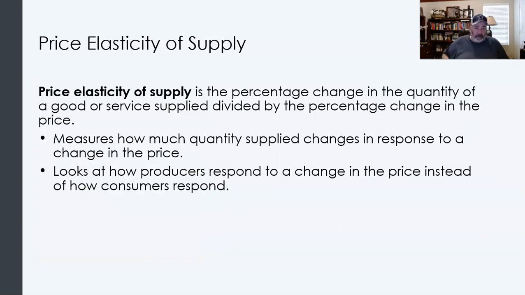Price elasticity of supply, again, measures how much quantity supplied changes in response to a change in price. How do producers respond when the price changes? Right? That's the difference between supply and demand. And remember, the law of supply says as price rises, quantity supplied is going to rise. So by how much, though? How responsive are producers to a change in the price?